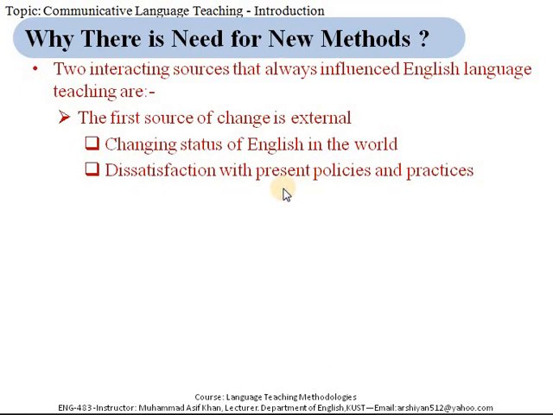So there are regular reviews of language teaching policies, including the curriculums, and we see that the approaches to both teaching and assessment have been reviewed, and that is a feature of the field of language teaching. For that we see changes which are influencing and causing the changes in language teaching methodologies.